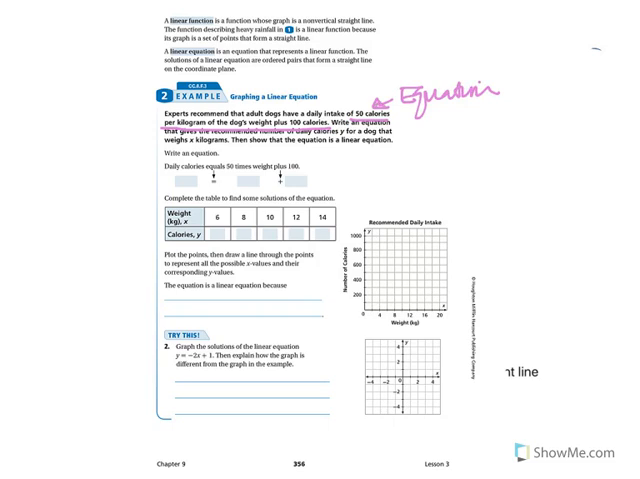So it says, write an equation that gives the recommended number of daily calories, which is y, for a dog that weighs x kilograms. So x represents our weight in kilograms. y represents the number of calories. And we get the title, recommended daily intake for our adult dog.